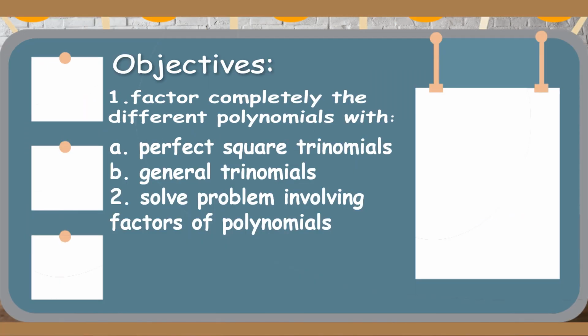Our objectives for this morning are to factor completely different polynomials with perfect square trinomials, general trinomials where a is equal to 1 and where a is greater than 1, and the second one is to solve problems involving factors of polynomials.